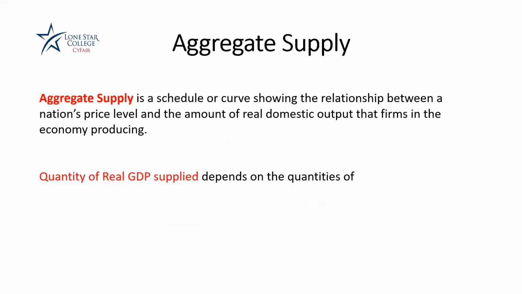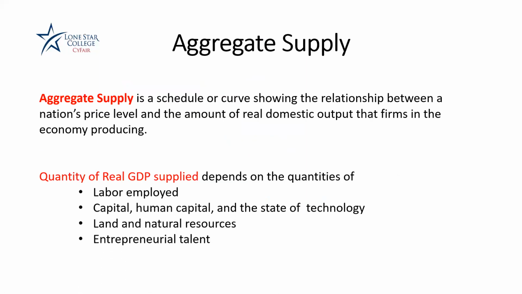Now let's talk about aggregate supply. Aggregate supply means the total supply in the entire economy, in the macroeconomy. Aggregate supply shows the relationship between the price level and the quantity of goods and services that are produced within our country. We call it quantity of real GDP supplied.